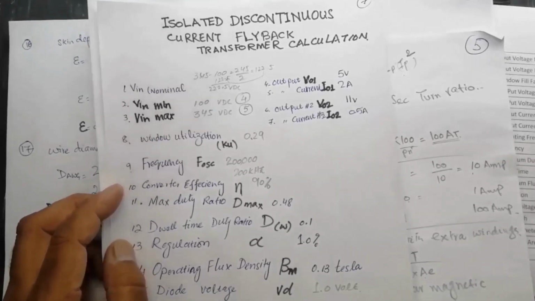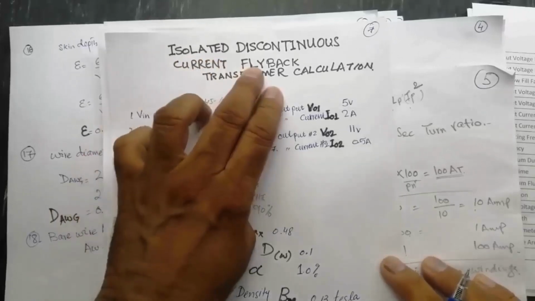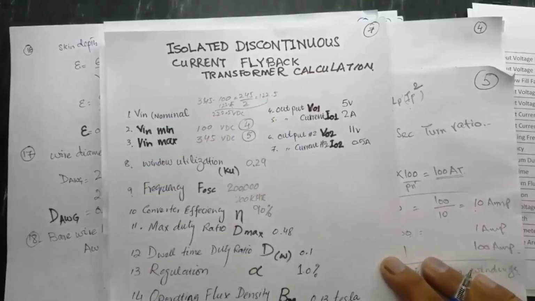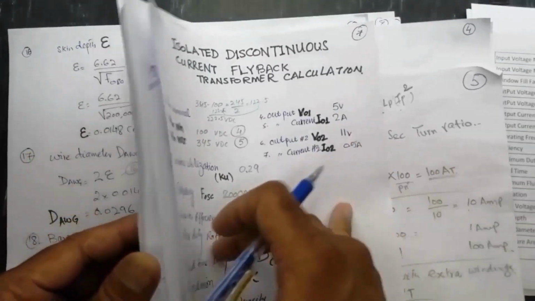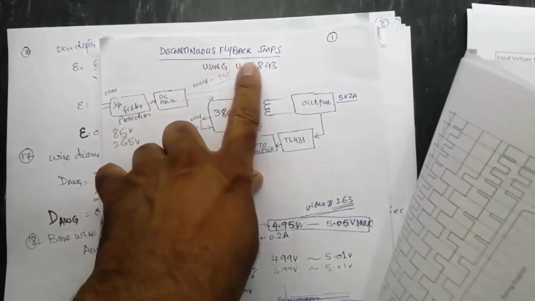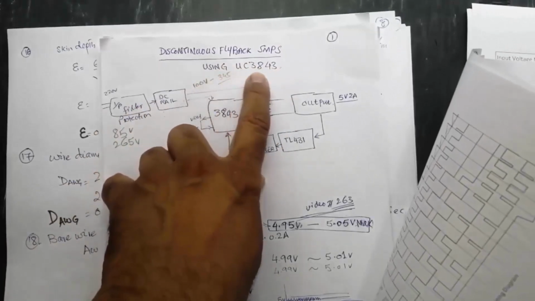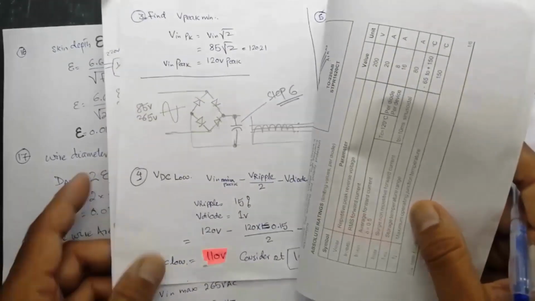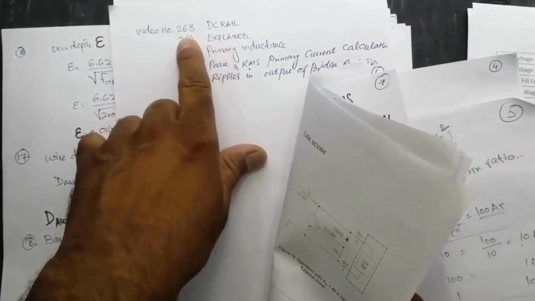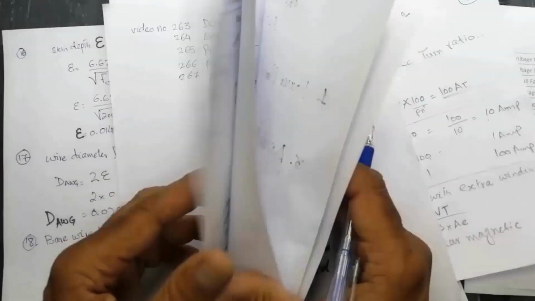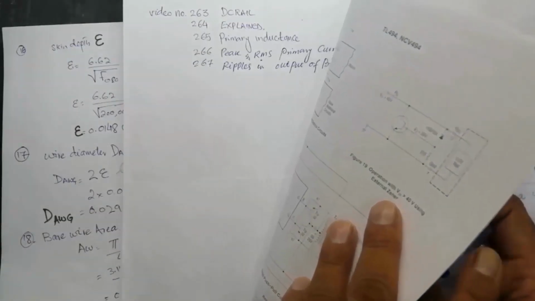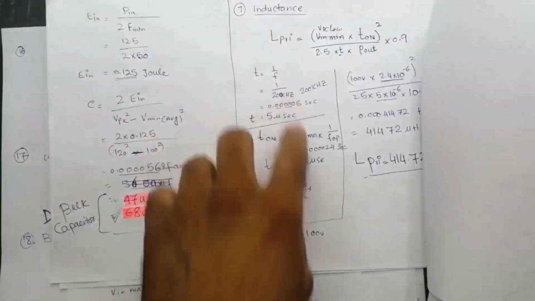In this video, I will discuss how to design a discontinuous current mode flyback transformer and how we can calculate it. It is our series of videos to design a discontinuous flyback SMPS using UC3843. In the first step, we calculated the DC rail and minimum DC voltage. This video is available at video number 263 in my channel. Then I explained all definitions and everything in video numbers 264 and 265, primary inductance calculations.